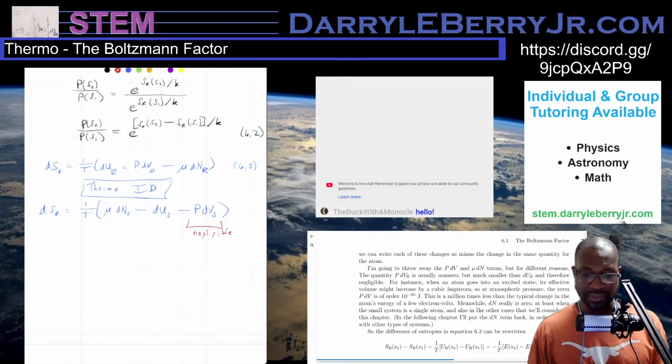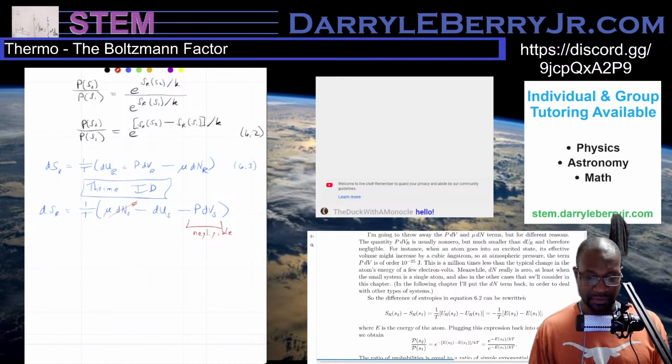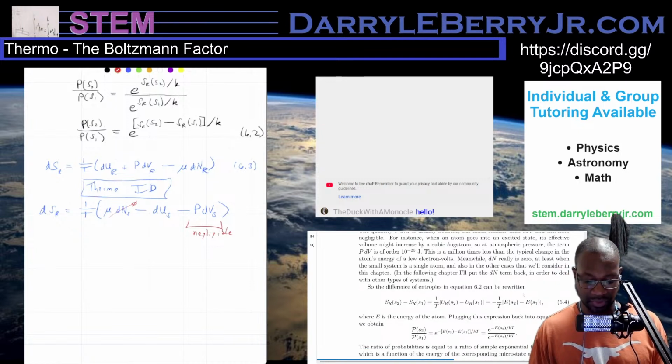Meanwhile, dN really is zero, at least when the small system is a single atom, and also in the other cases that we'll consider in this chapter. In the following chapter, I'll put the dN term back in order to deal with other types of systems. So the difference in entropies in equation 6.2 can be rewritten.